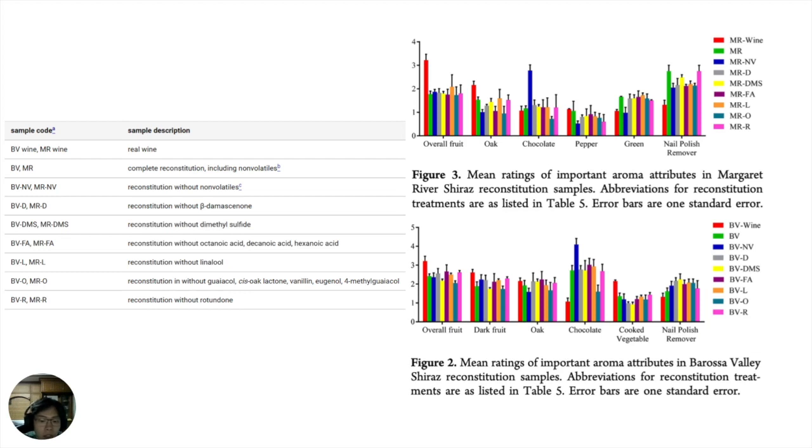And also the difference in concentration of the components of the two wines has an effect on the different aroma profile of both wines, such as in Margaret River, there are pepper and green aroma attributes in the wine, but in the Barossa Valley, there are dark fruit and cooked vegetable attributes, which are not present in the other wine.